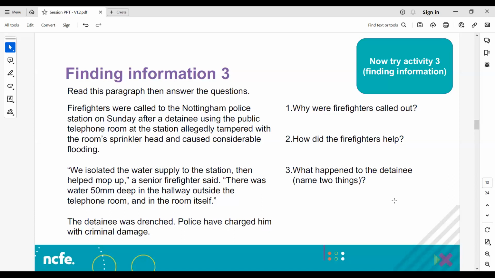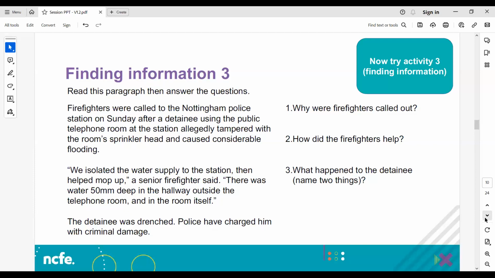Good. What happened to the detainee? And it's asked you there for 2 things. So you need to ensure that you describe 2 things that happened to the detainee. The detainee was drenched and was charged with criminal damages. Fantastic. Good. Okay. Does anyone have any questions about that text or about the questions?